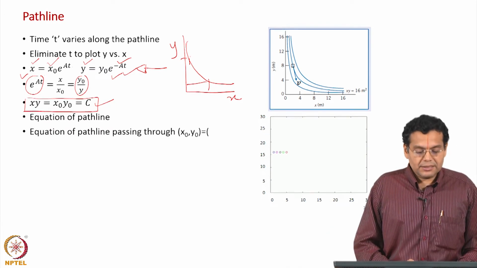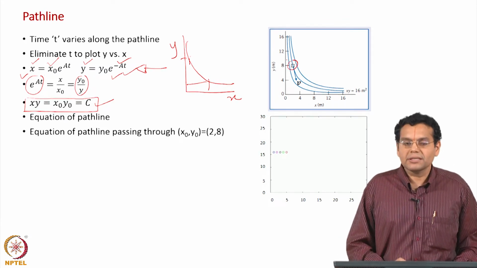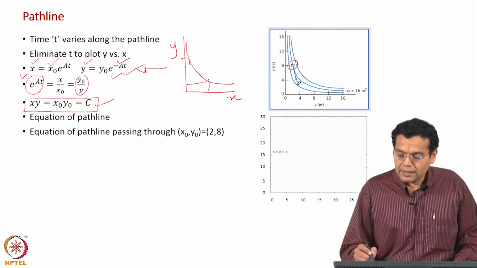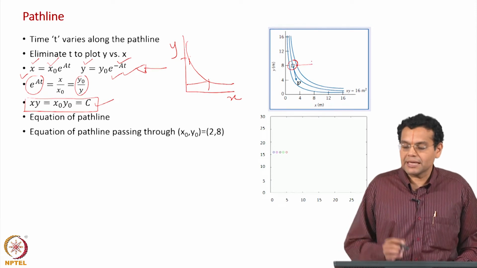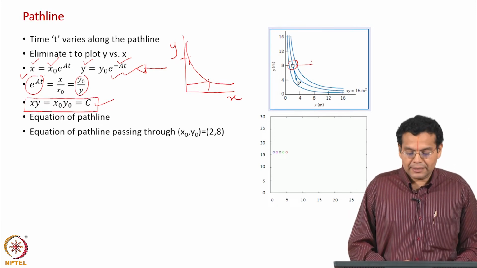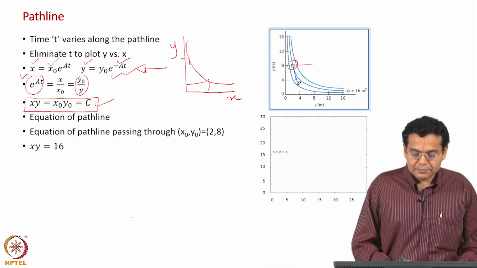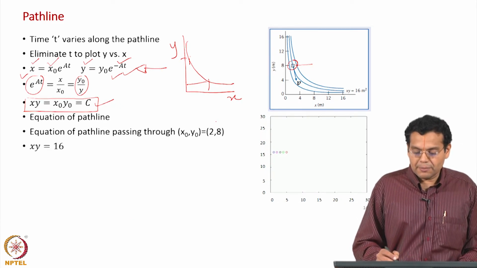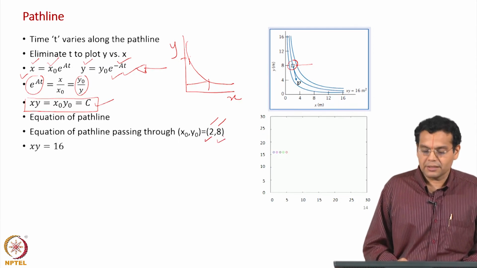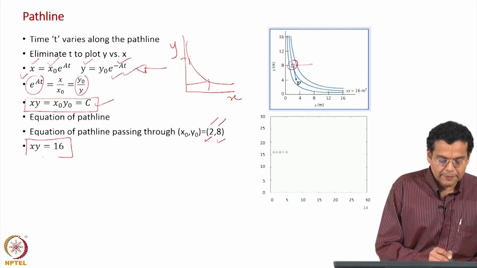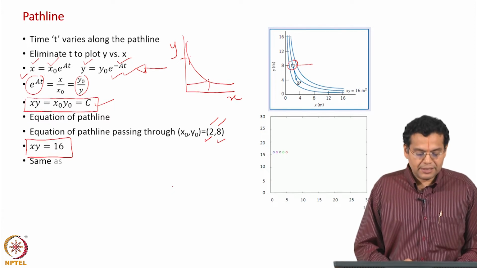What they asked is the equation of the path line passing through (2, 8). The question was: prove that the equation of the path line for a particle which starts at (2, 8) at t equal to 0 is the same as that of the streamline. So, the equation of the path line passing through (2, 8) means that the particle is at (2, 8) at t equal to 0. So, x naught is 2, y naught is 8. So, xy equal to 16 is the equation of the path line, which was also the same as the equation of the streamline.